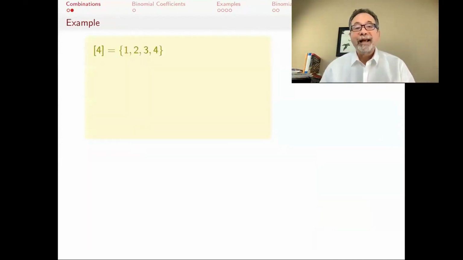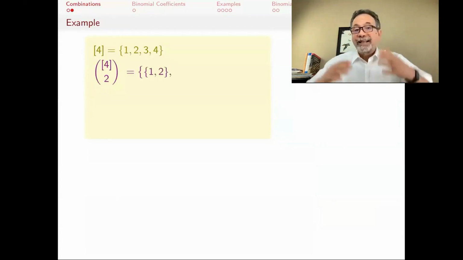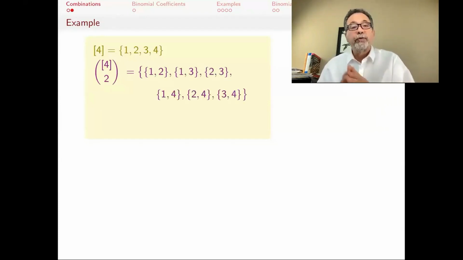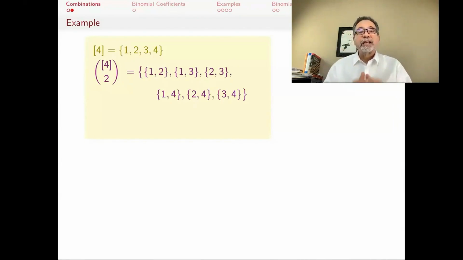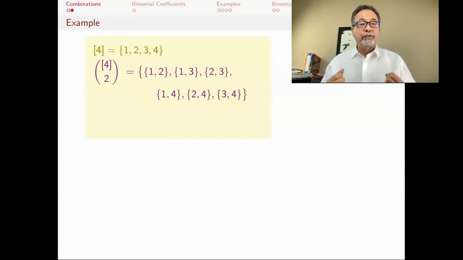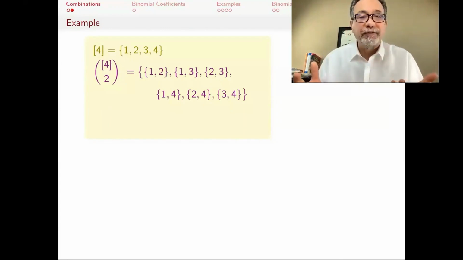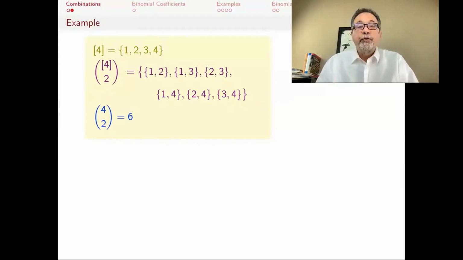Let's look at an example. Bracket 4, 1, 2, 3, 4, a set with 4 elements. What are its subsets of size 2? So that's bracket 4 choose 2, and it's a set of sets. One element in it is 1, 2. 1, 2 is a subset of size 2 of 1, 2, 3, 4. 1, 3 is another, 2, 3 is another, 1, 4, 2, 4, and 3, 4. Those are all the subsets of size 2 of 1, 2, 3, 4. Bracket 4 choose 2 is a set of sets. Since we don't like to keep saying set of sets, we often say it's a family of sets, but a family of sets just means a set of sets. And 4 choose 2 is how many subsets of size 2 does a 4-element set have? And the answer is 6, because there's 6 subsets of size 2 in a set with 4 elements.